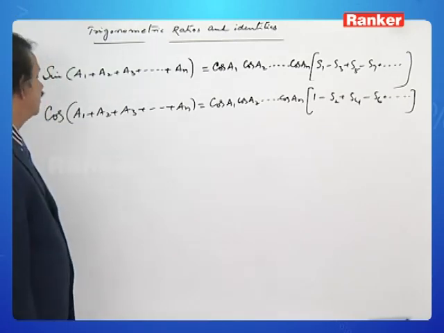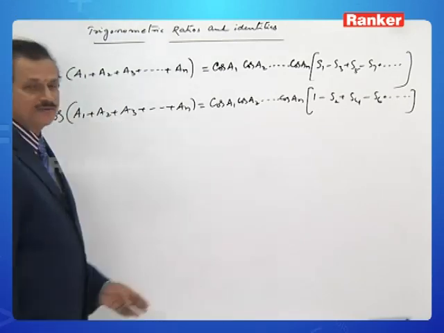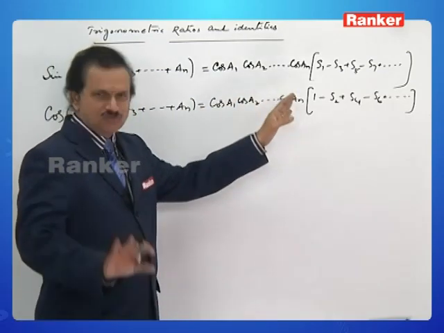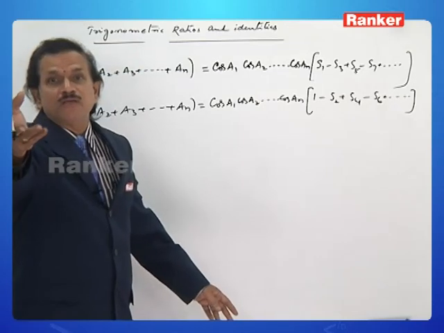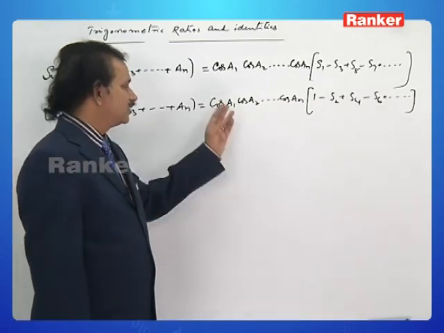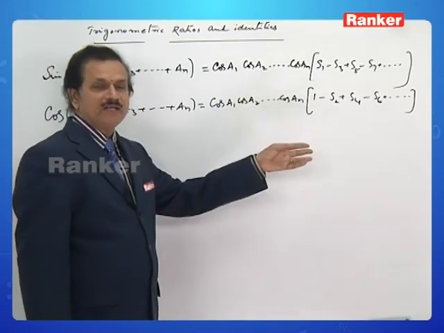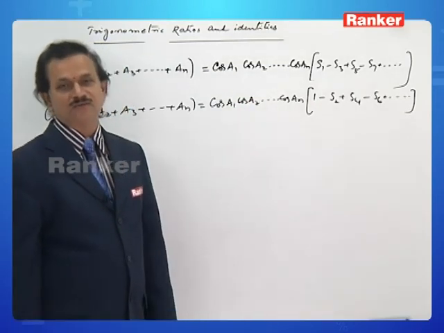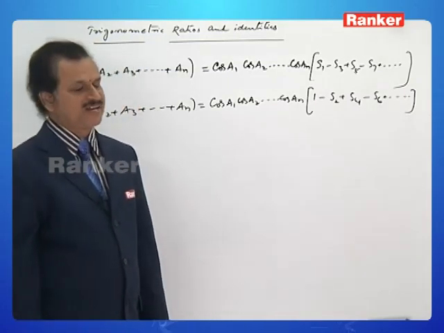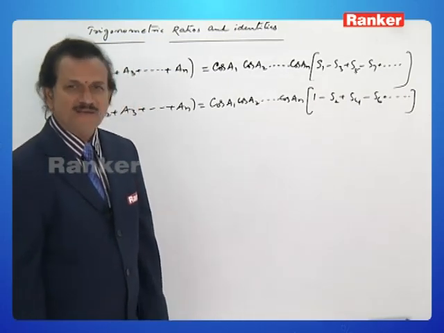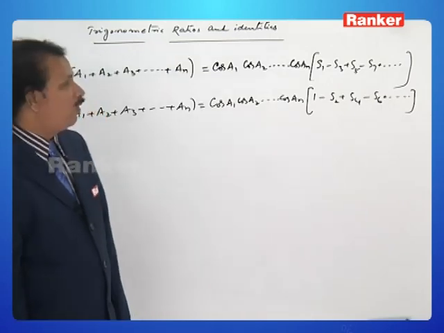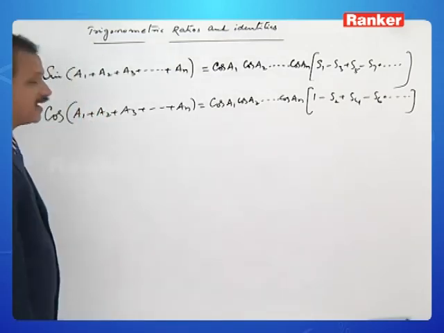Take n is equal to 3. Cos of A1 plus A2 plus A3 is equal to cos A1 into cos A2 into cos A3 into 1 minus S2 only. S4 has no meaning. Why? Because we have taken n is equal to 3. Cos A1, cos A2, cos A3 into 1 minus S2. What is S2? Sigma tan A tan B. That is sigma tan A1 into tan A2. Correct. We have seen previously in the formula of cos of A plus B plus C. Well, this is also correct.